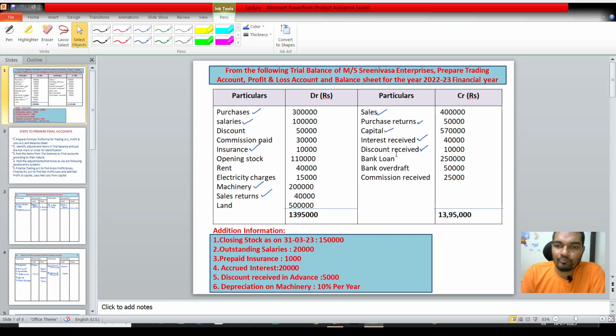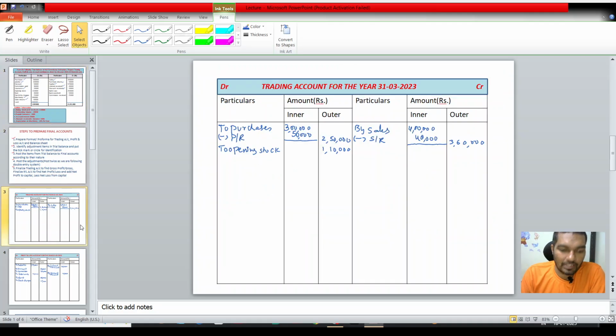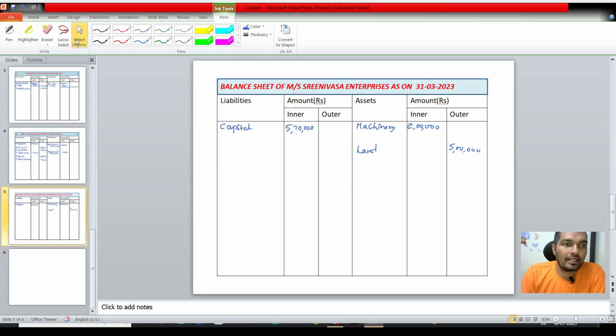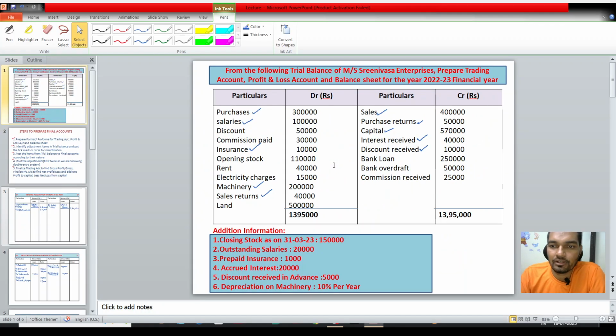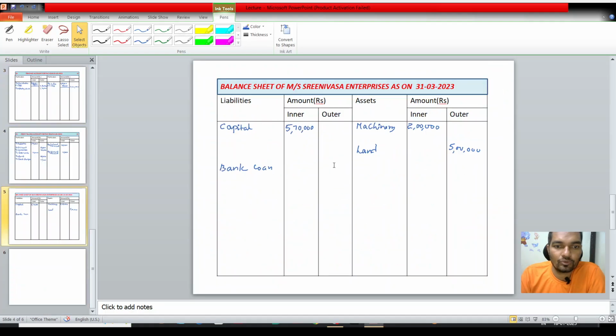Then coming to bank loan. Bank loan is a liability. We have to give some gap here. So bank loan, the amount of loan is given as 2,50,000 rupees. So 2,50,000 rupees, no adjustment for bank loan. We can show the amount directly in the outer column.